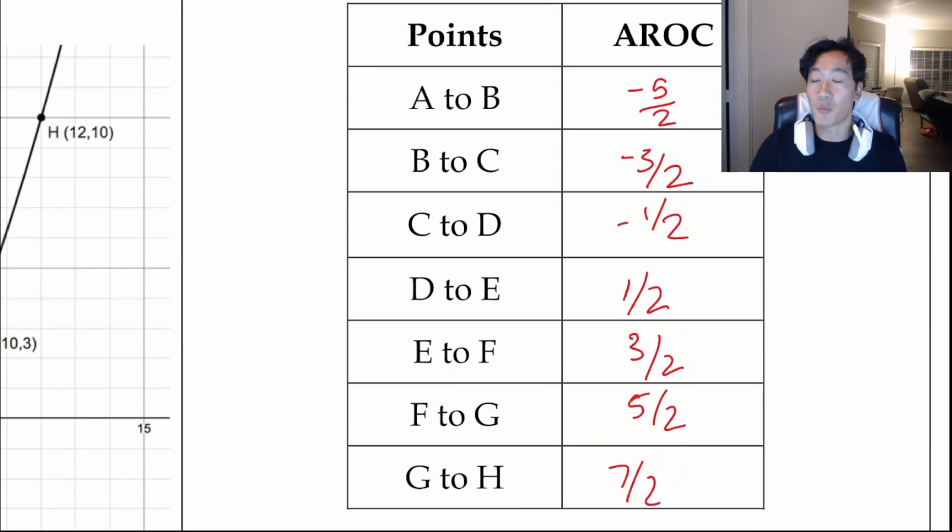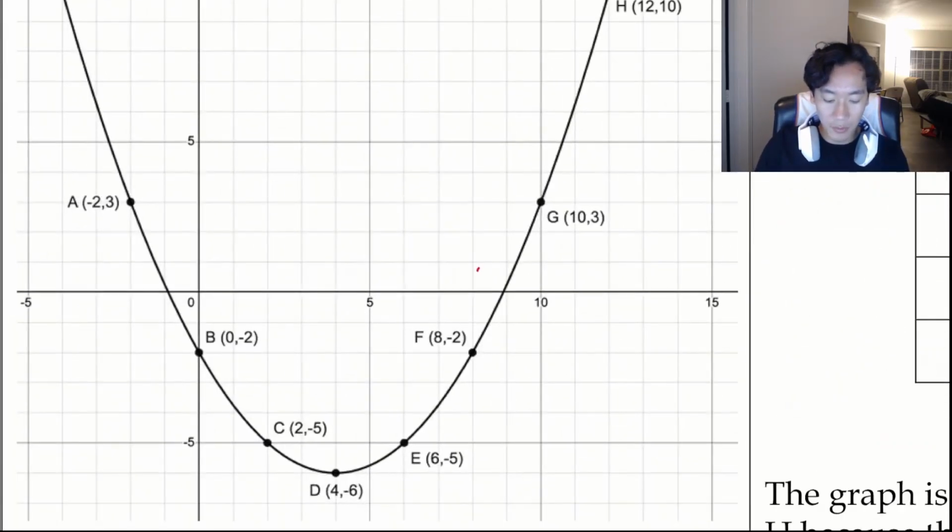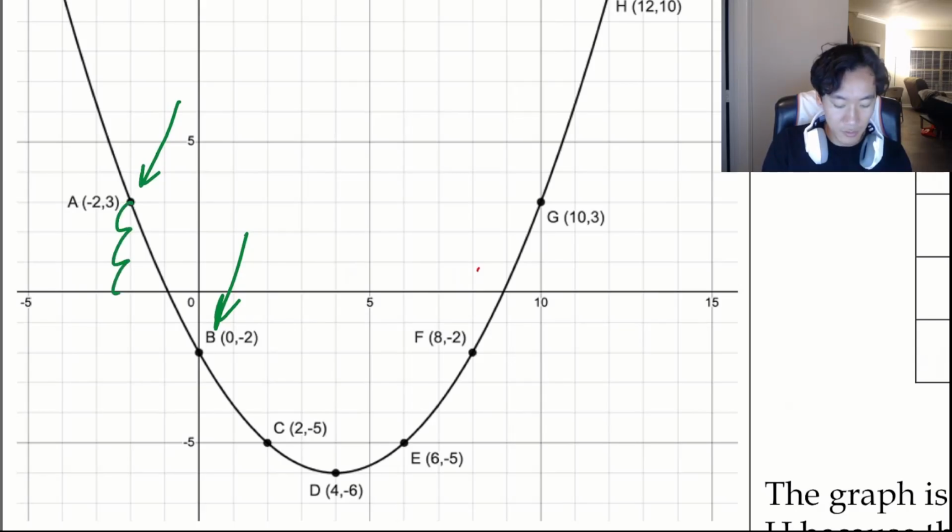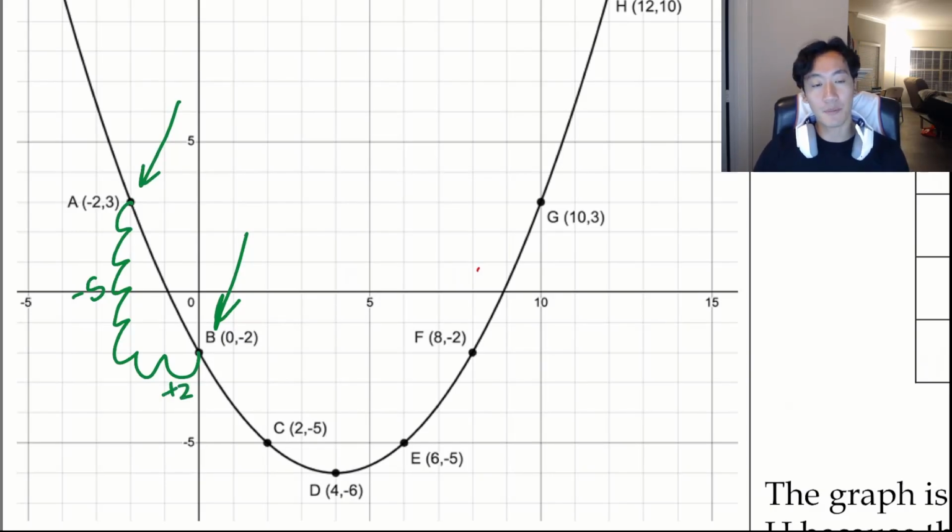For example, let me point out the first one. The way I got negative 5 halves was by looking at the 2 points A and B, which I'll point at right now. I simply did rise over run. You can start at point A and go down 1, 2, 3, 4, 5. Since it's going in a negative direction, it's negative 5. Then I go to this point, and that's a positive 2. So negative 5 halves is my slope between those 2 points.